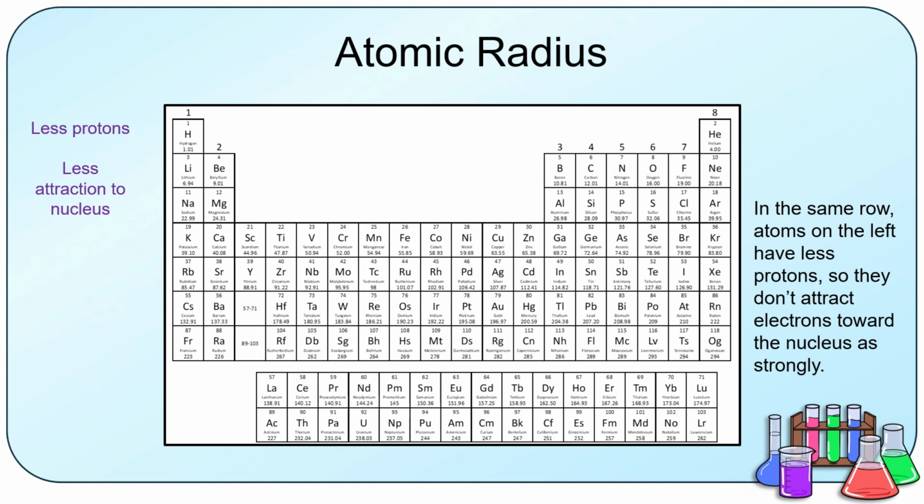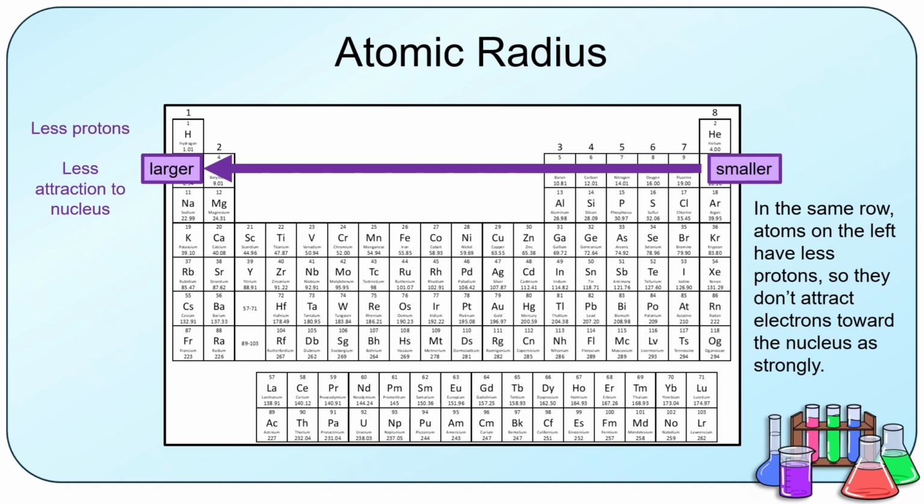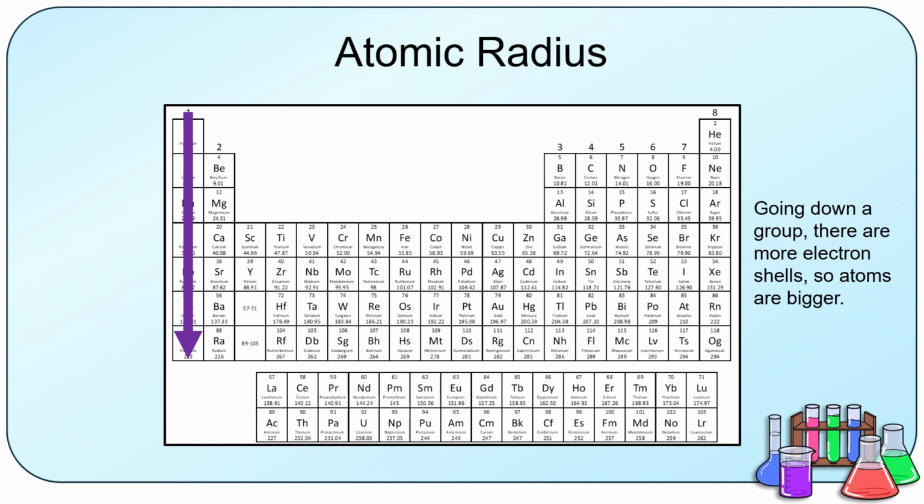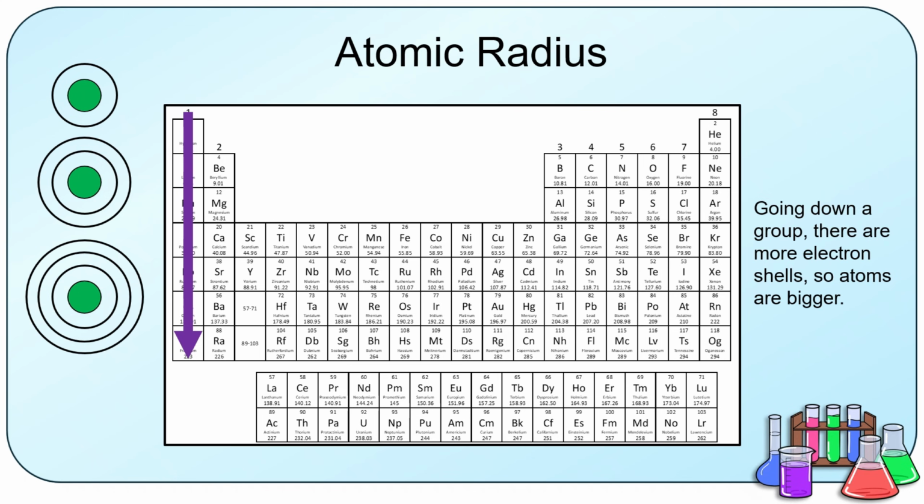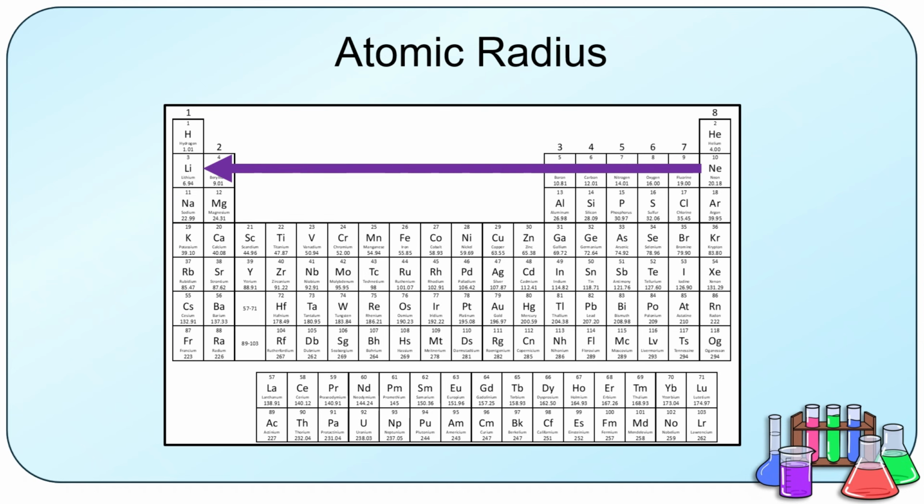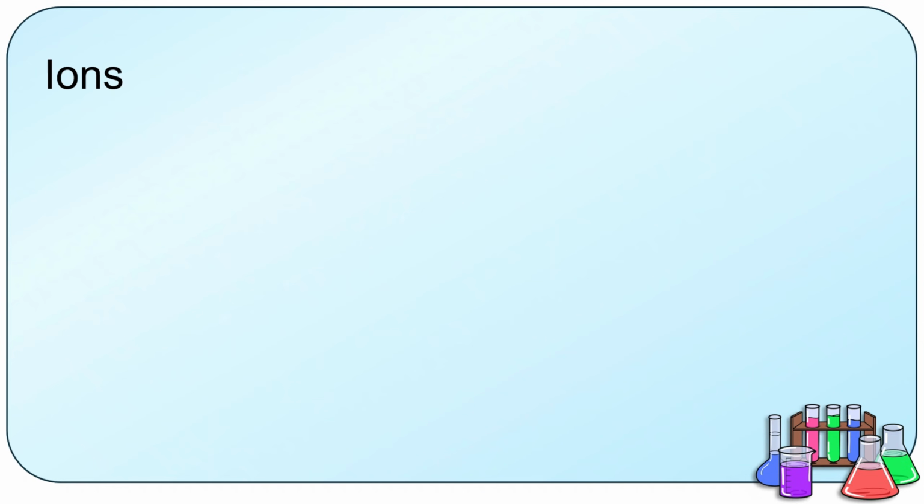Less protons means weaker attraction to the nucleus, so we get larger atoms on the left because the electrons are more spread out. On the right-hand side, the atoms have more protons, so there's a stronger attraction that pulls the electrons toward the center and shrinks the whole atom. When you go down a group, there are more electron shells, so atoms get bigger. When we put those two together, we get atoms that are bigger when you go toward the left and down the periodic table. Ions will have different atomic radii compared to the original atoms.